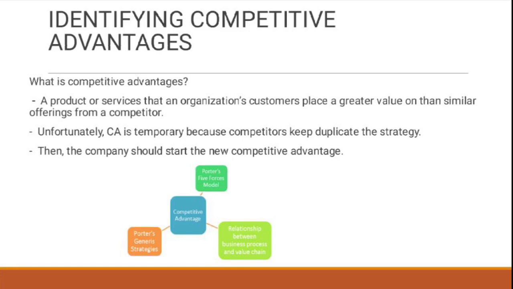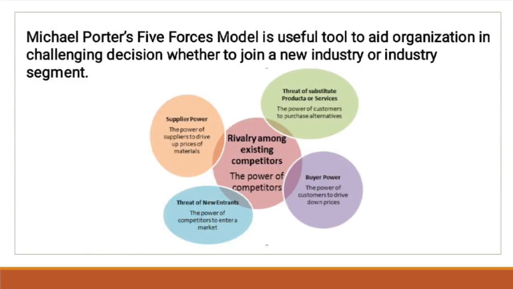There are three common tools used in industry to analyze and develop competitive advantage, which are Porter's Five Forces model, Porter's three generic strategies, and the value chain. Michael Porter's Five Forces model covers: threat of substitute products or services, buyer power, rivalry among existing competitors, supplier power, and threat of new entrants.